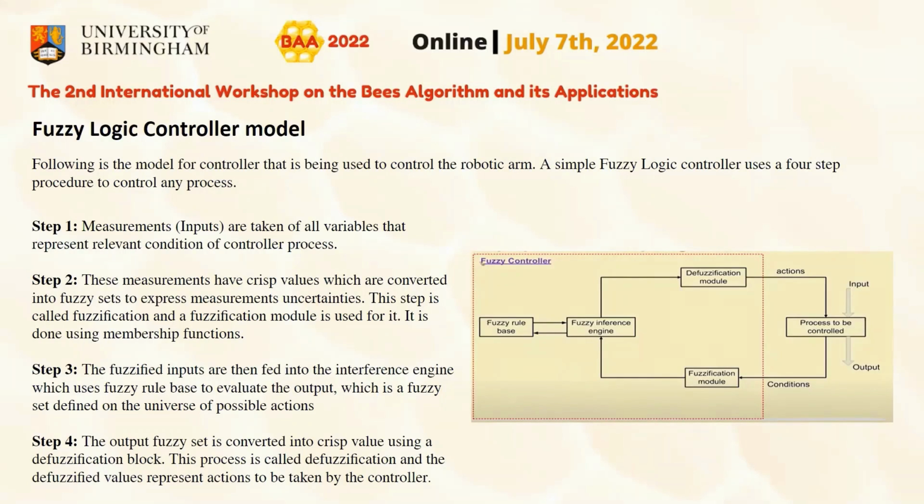Then the fuzzified inputs will be fed into the inference engine, which will use the fuzzy rule base to evaluate the output, which is again a fuzzy set. Those 25 rules will be used to carry out the necessary operations, and the output will again be a fuzzy set. This fuzzy set will be passed to the defuzzification module, which will use another membership function for converting these fuzzified sets into the crisp output value that will be fed into the process. In our case, that is the robotic arm.